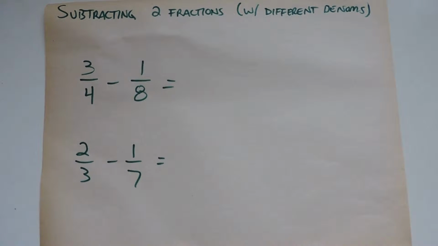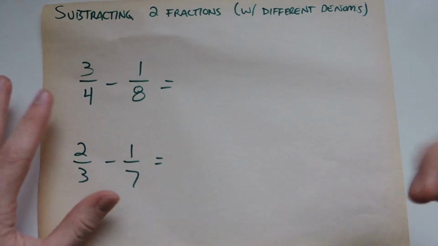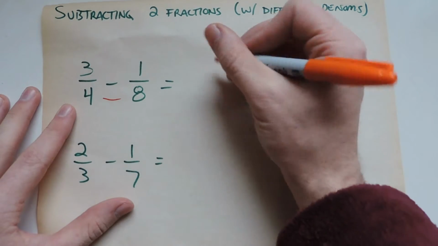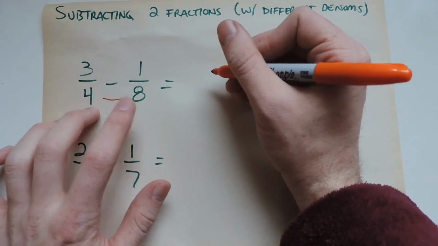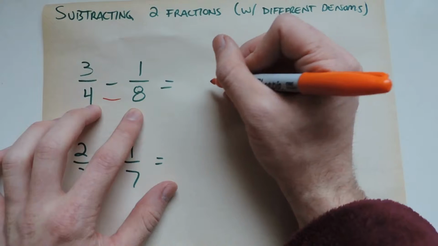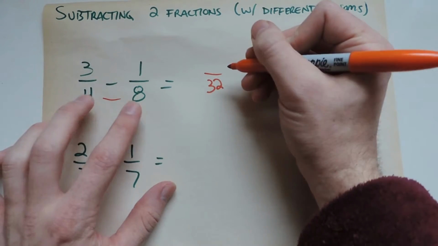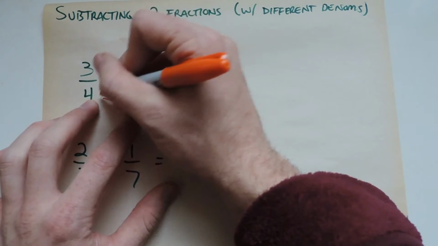Now, what do we do if we get two fractions with different denominators? Well, it's the same thing we do when we add, except we are subtracting. So the first thing we're going to do is multiply the two denominators, and we're going to get 32. That's our new denominator. Then we're going to do that thing where we cross multiply.